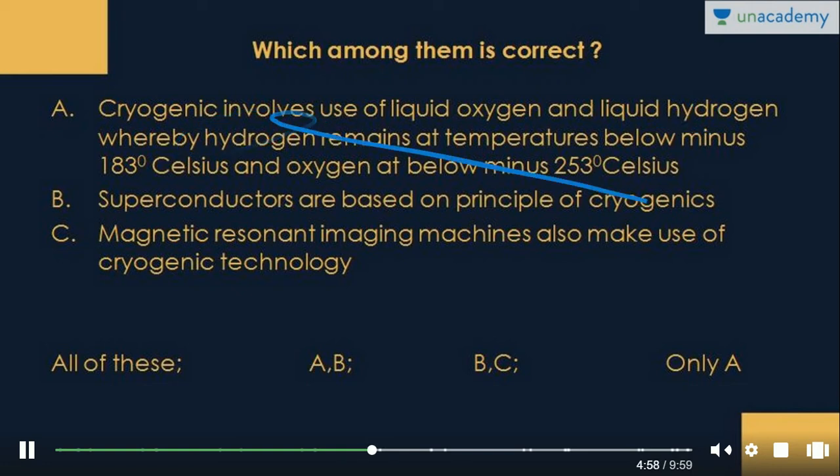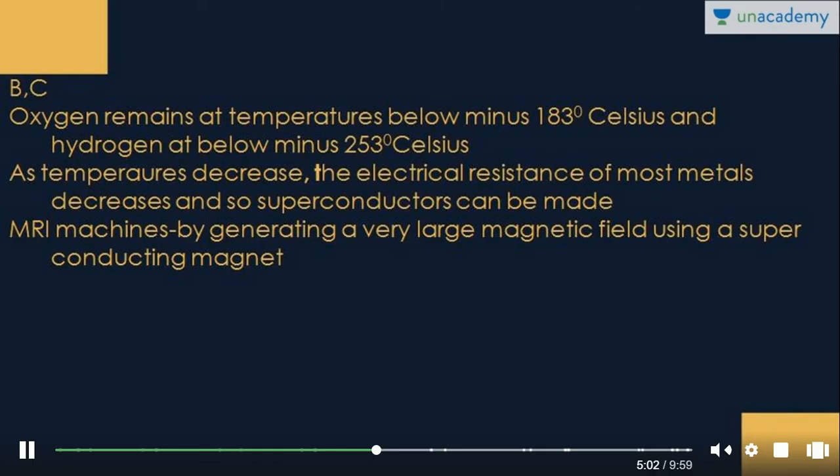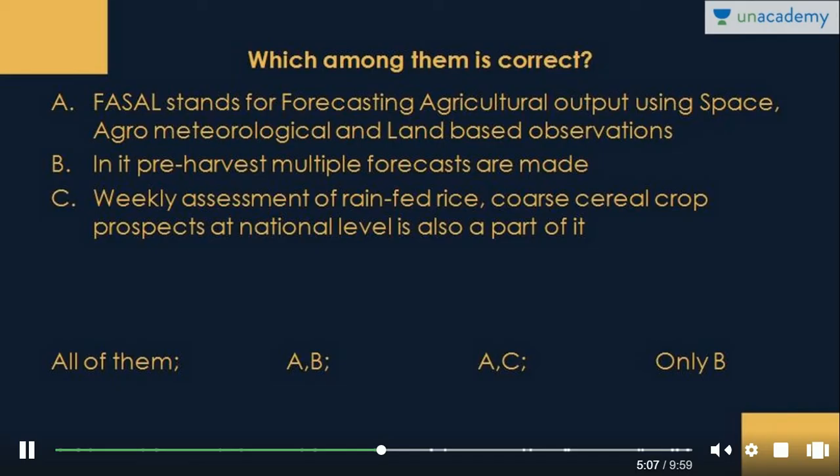The temperature is minus 253 degrees Celsius, while for oxygen it is minus 183 degrees Celsius. So these are the correct options here. So B and C are correct here. Next, which among them is correct?